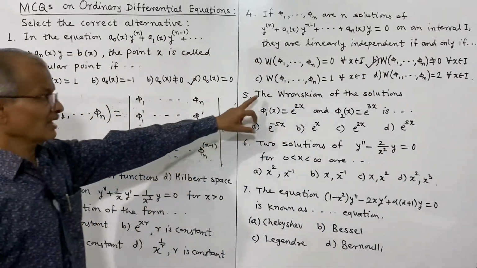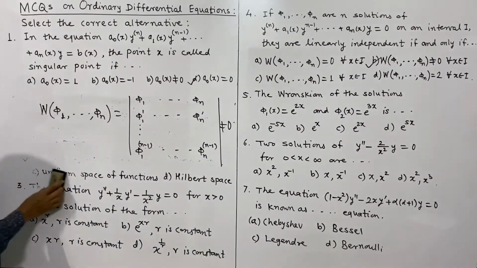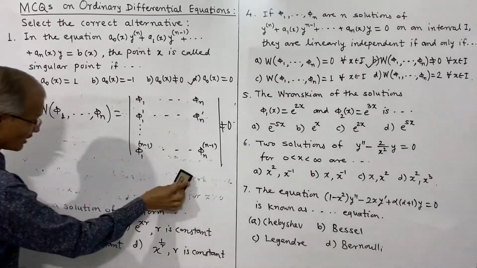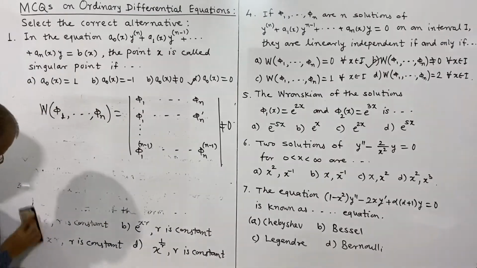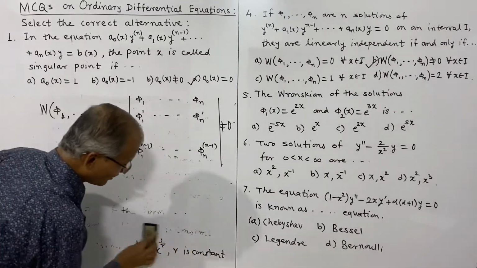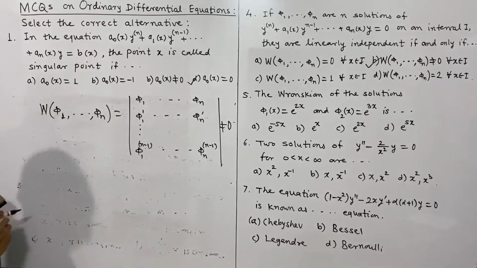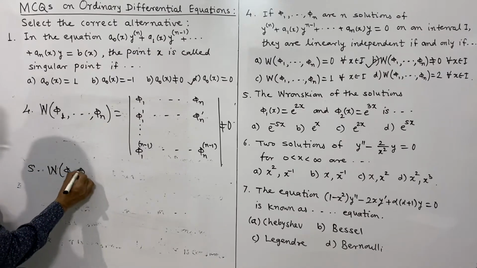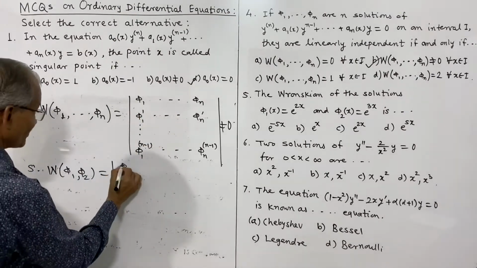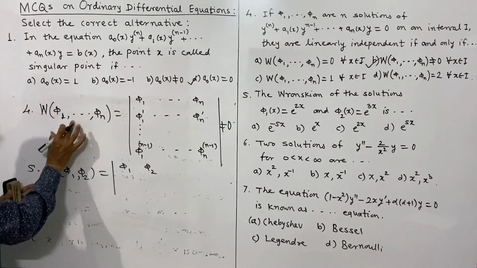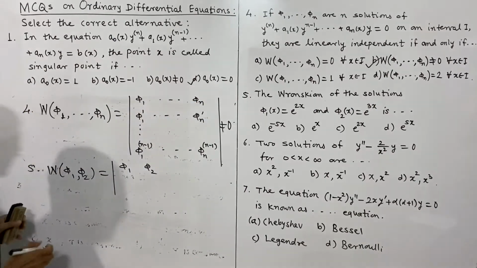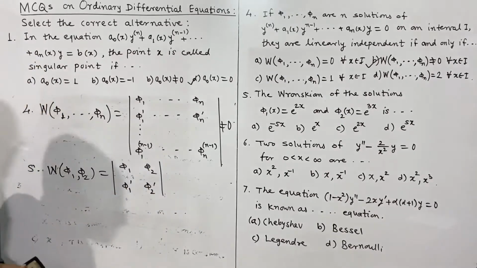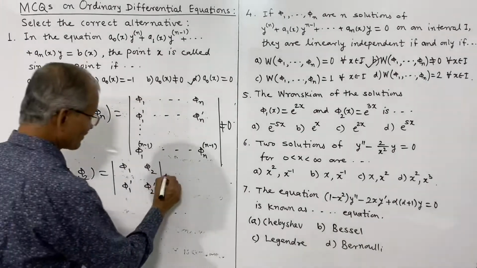Again the question is on the Wronskian: the Wronskian of the solutions phi1 and phi2. We have written the Wronskian determinant in this form, and for two functions it will be a 2 by 2 determinant. So for the fifth question, W of phi1, phi2 is equal to, according to this, phi1, phi2 in the first row, as only two functions are there. If there are n functions, the first row will be these n functions, and the second row is phi1 dash, phi2 dash, that means the derivative of phi1 and the derivative of phi2. So what is the phi1 function given here?